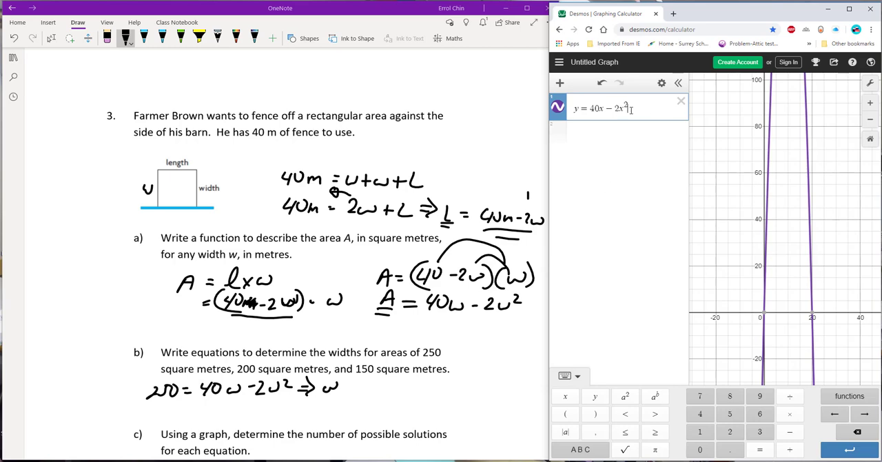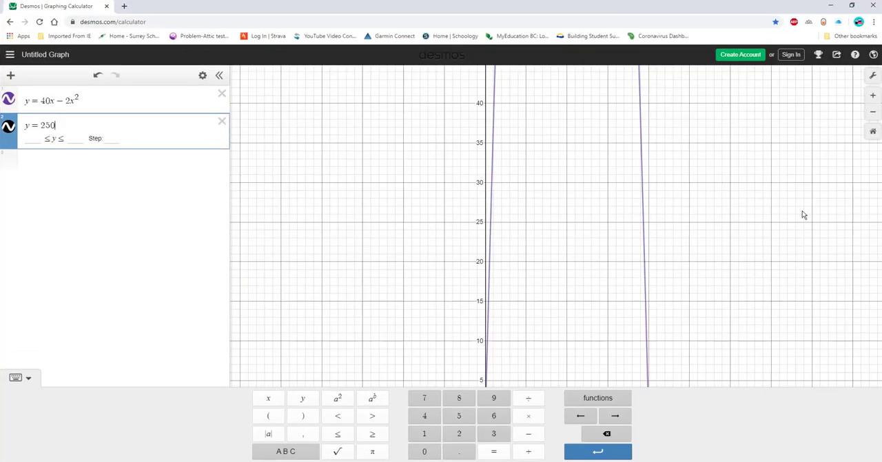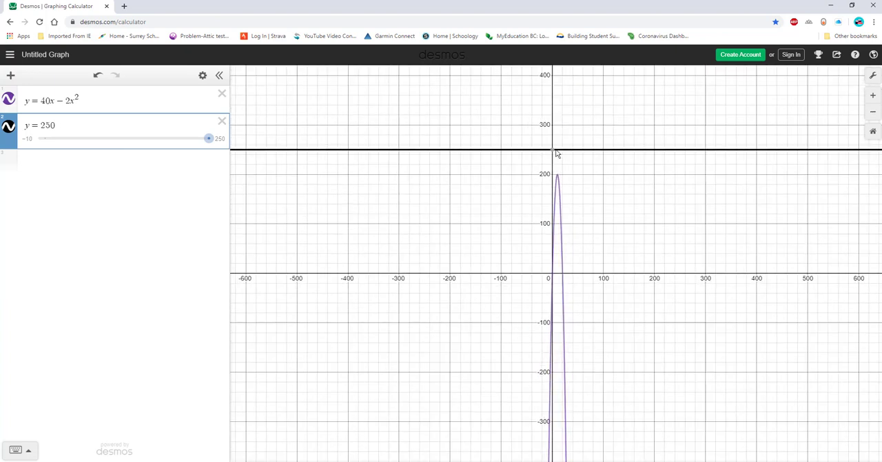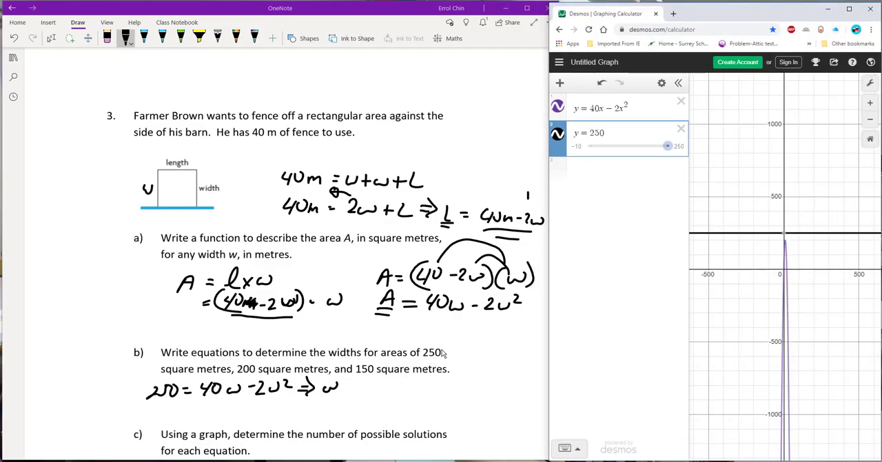Okay? Now, what are the X values when my area is 250? Oh, well, I'm going to make Y equal to 250. Now I'm going to ask, oh, where do they cross? All right, so I'm going to take a look at my graph, and I don't see a cross, or do I? Oh, it doesn't. It doesn't cross at all. That means it's impossible. You can't get an area of 250.